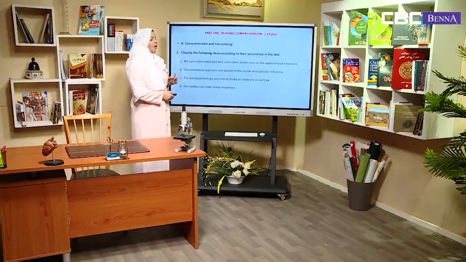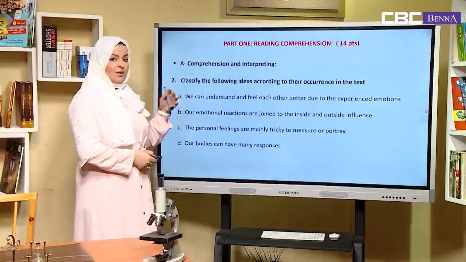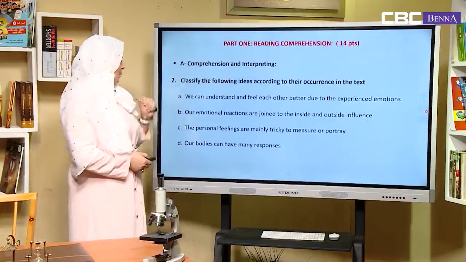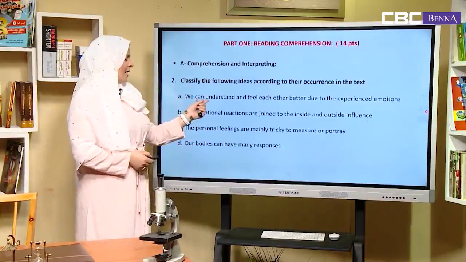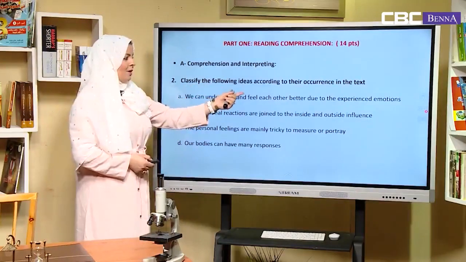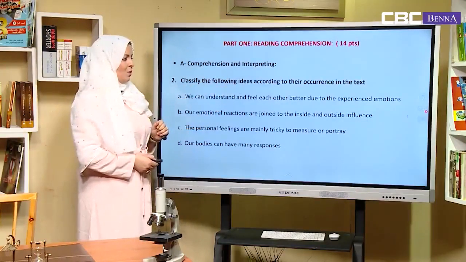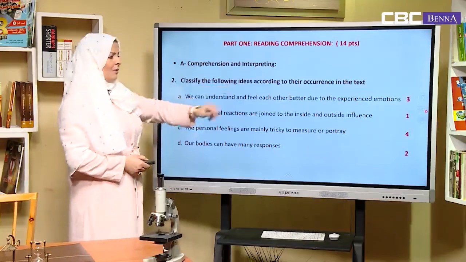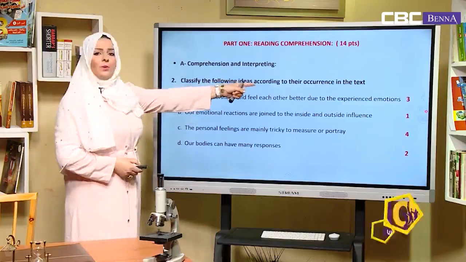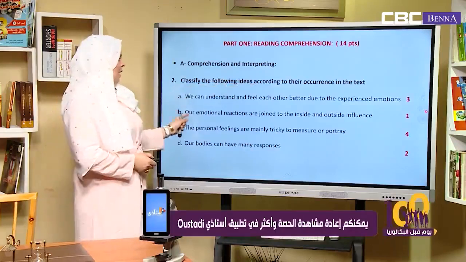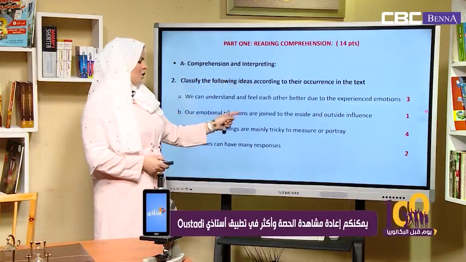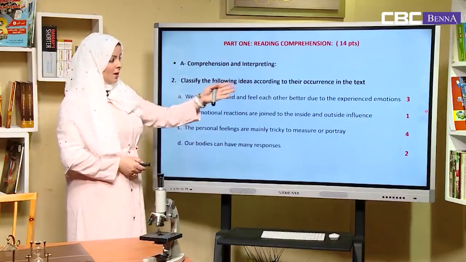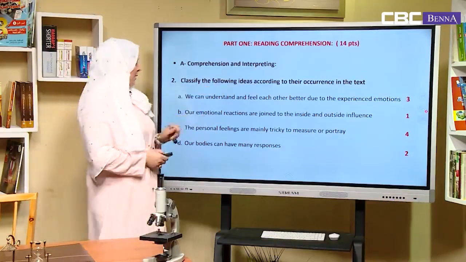So another activity, which is classify the following ideas according to their occurrence in the text. Let's start with the first one. We can understand and feel each other better due to the experienced emotions. Here you are going to have the answers. It is in paragraph 3. B, our emotional reactions are joined to the inside and the outside influence. It is in paragraph 1.